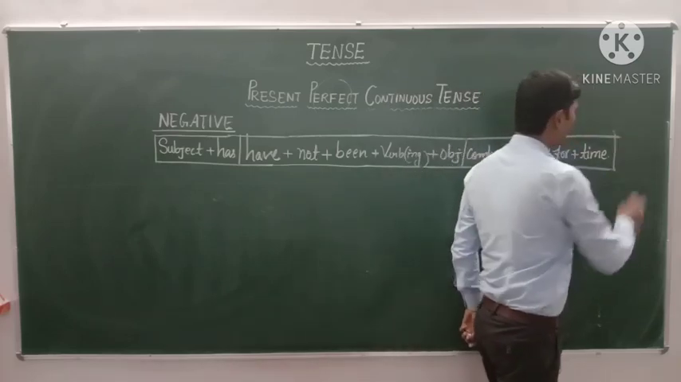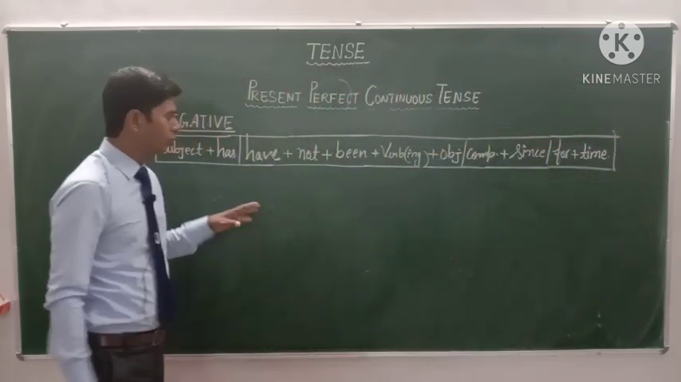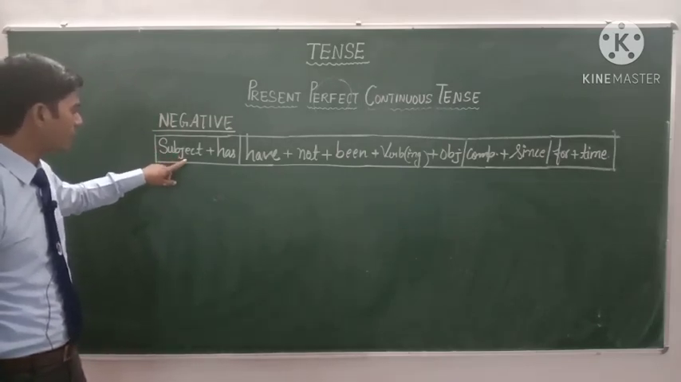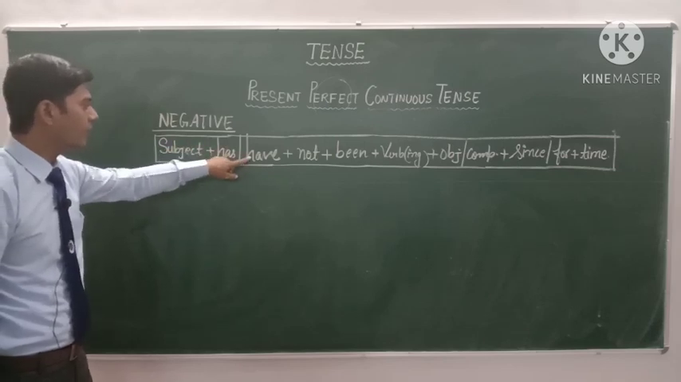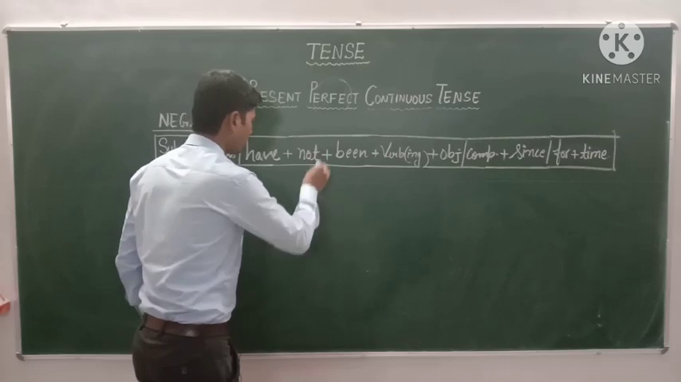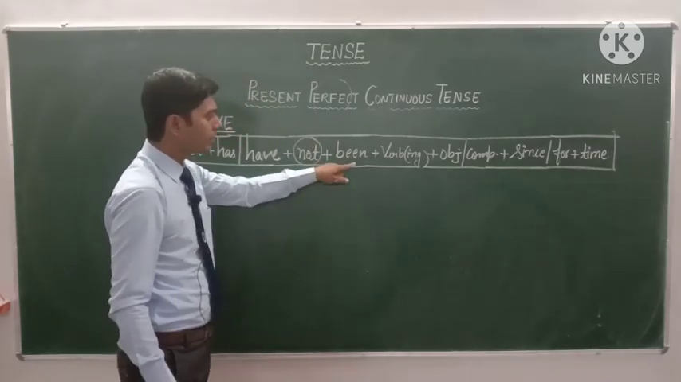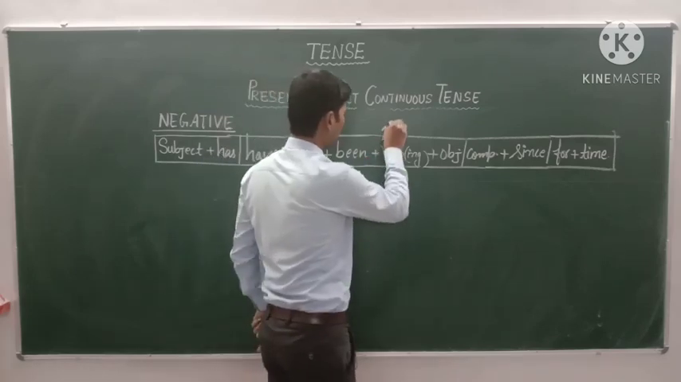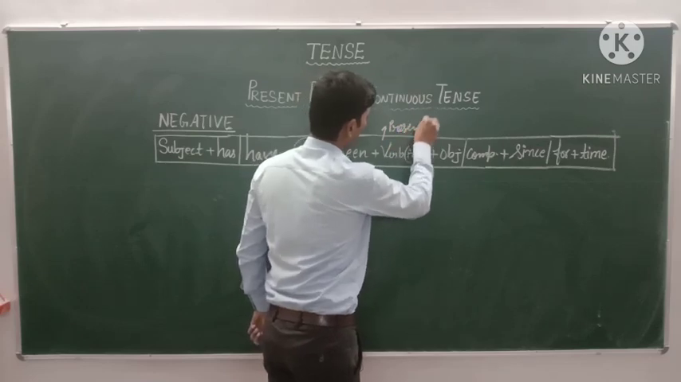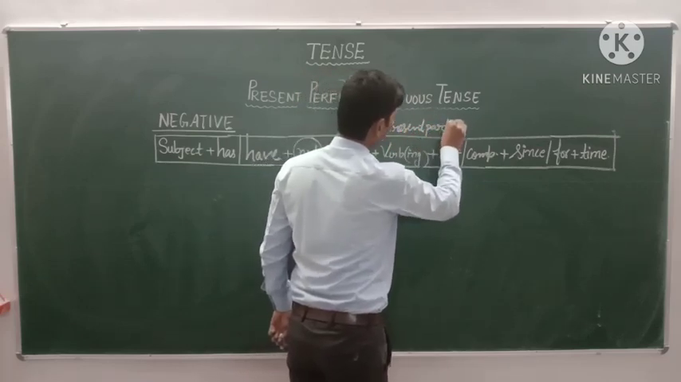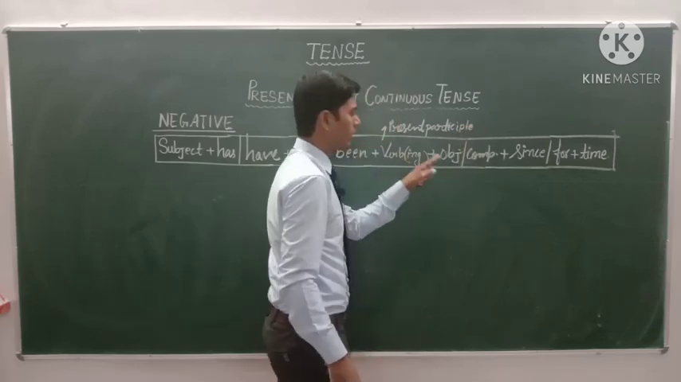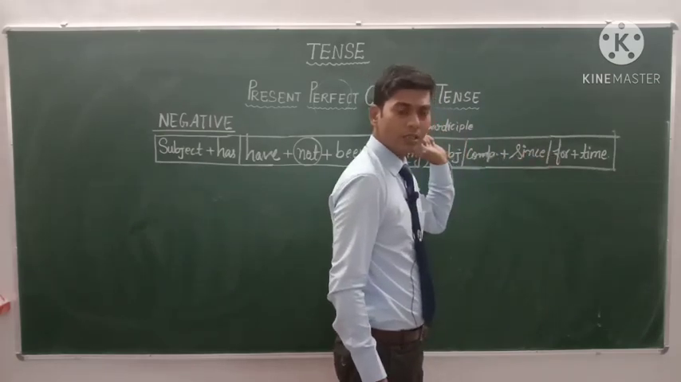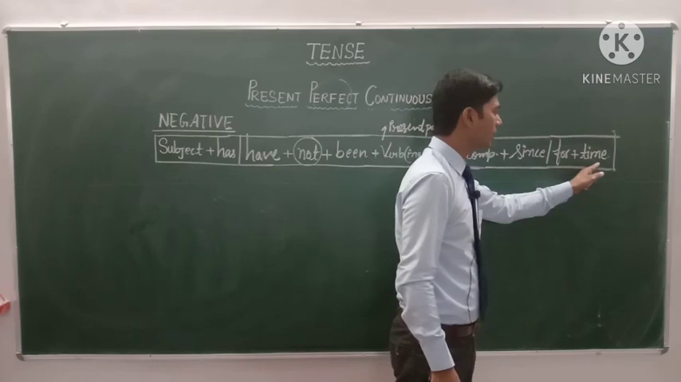Did you all note this word order? I hope all of you would have written this in your copy. First of all, we should note down subject. After that, has or have. After that, there should be not. Okay. After that, been. Then present participle form of the verb. After that, object or complement, then since or for as per the mentioned sense, and there should be time, right?